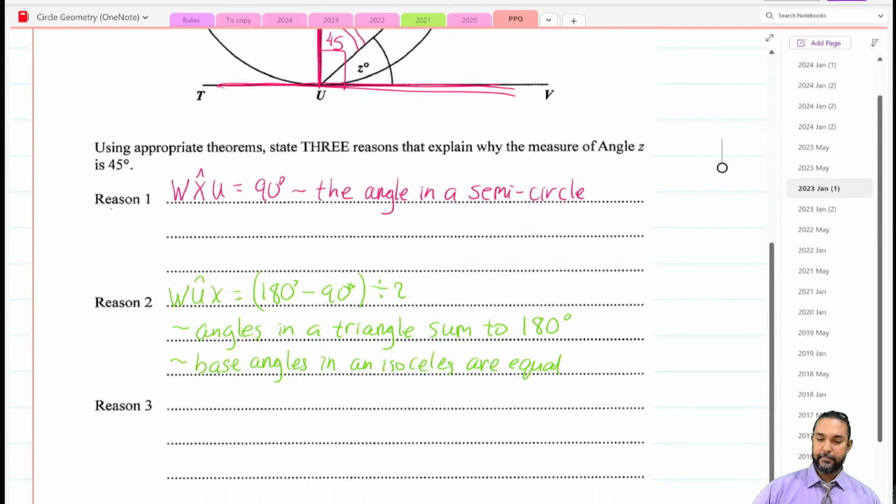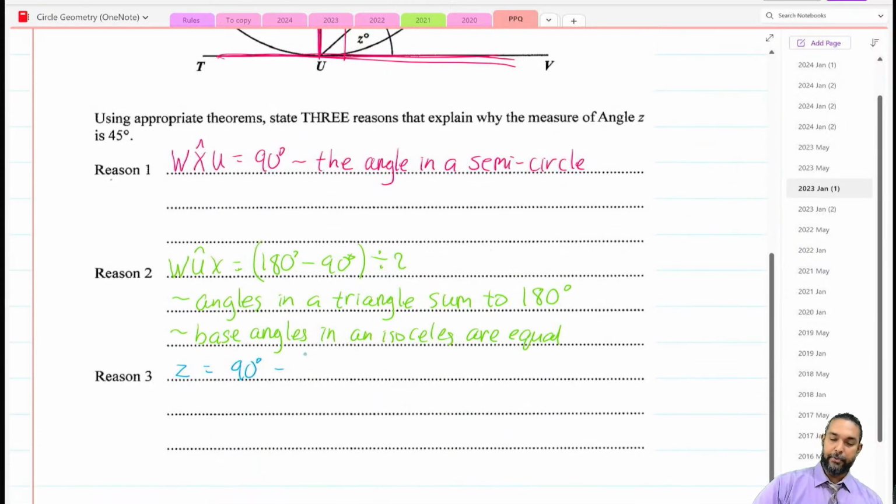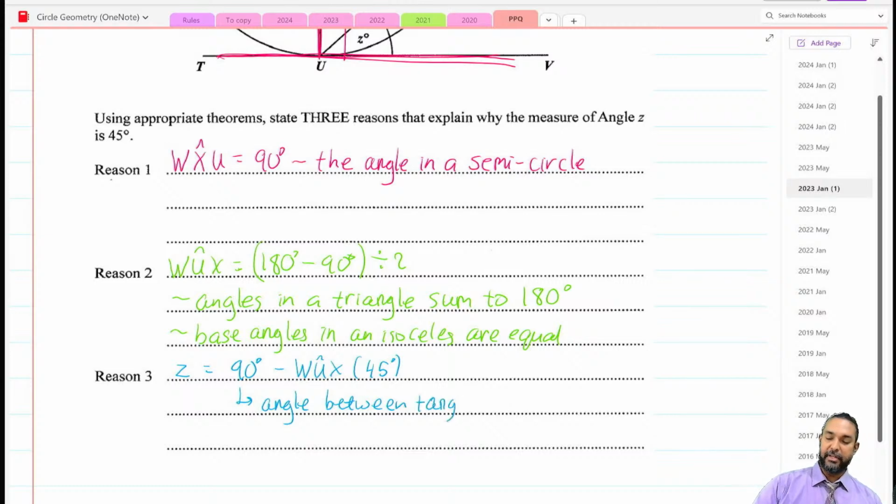And then to find z, that's equal to 90 degrees minus the same WUX, which is 45 degrees. Right? 90 degrees, angle between tangent and radius. Yeah, like this one, all right, so like Shamo, this one I write in here. So I have the 90 degrees and I'm putting an arrow, angle between tangent and radius. So I'm kind of using the working to fill out the rule now. I would say yes.